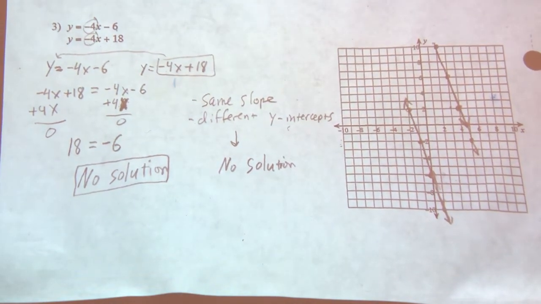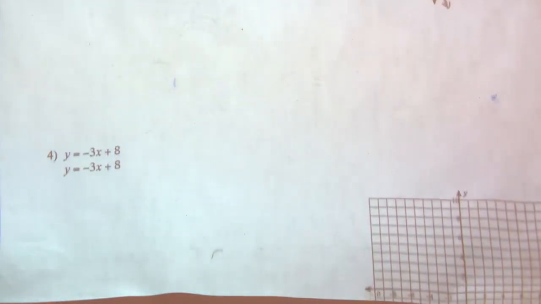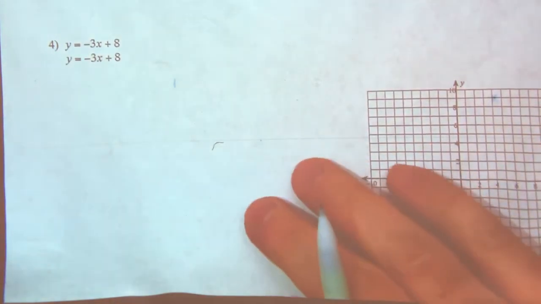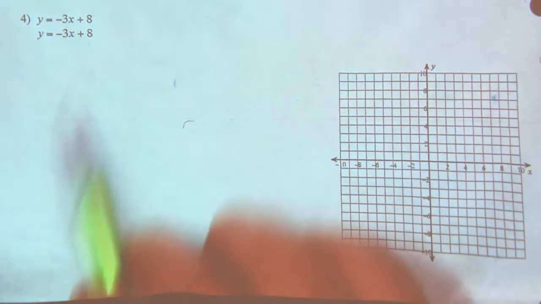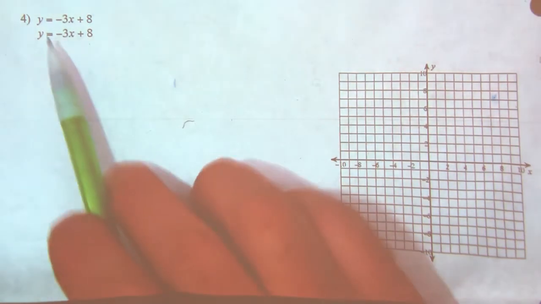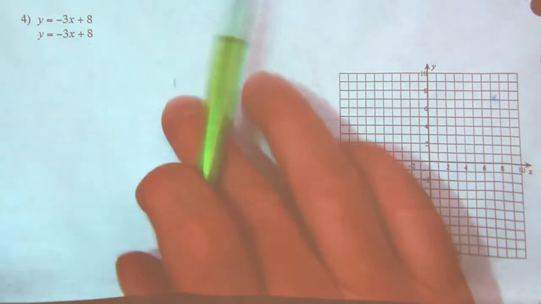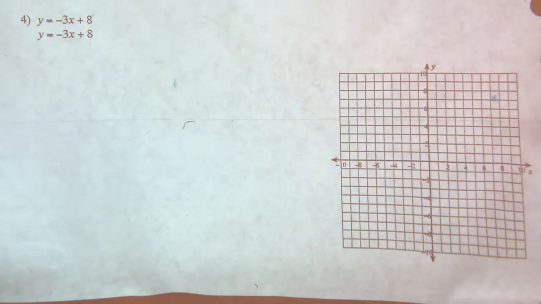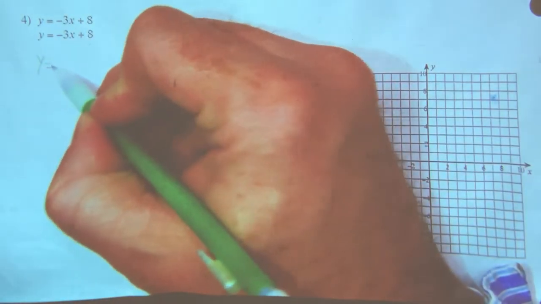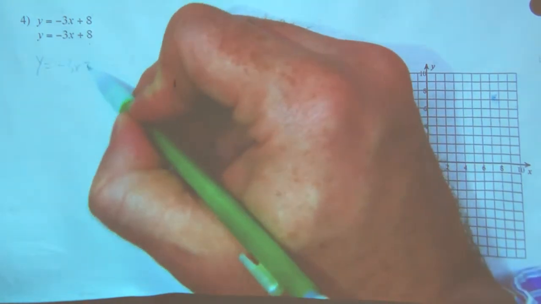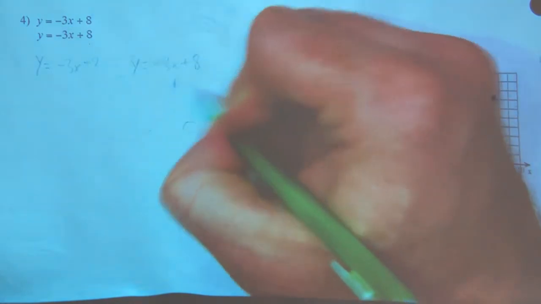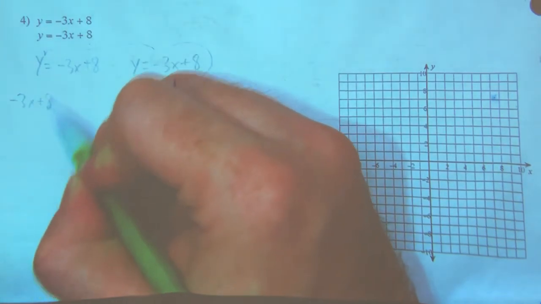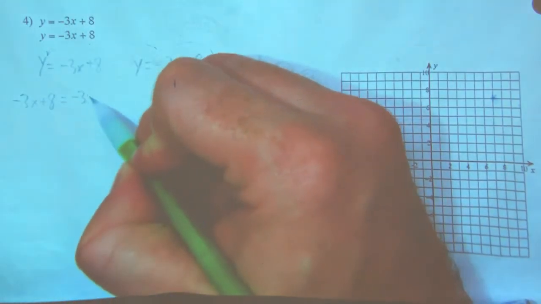So then let's look at the alternative to that, which would be infinitely many solutions. Here we have two equations and we can tell right away that they're exactly the same. y equals negative 3x plus 8, y equals negative 3x plus 8. So this is when we're going to have infinitely many solutions. Again, we make our substitution. Let's see what happens algebraically when we do this calculation. So again, y equals, I substituted in here. So I have negative 3x plus 8 equals negative 3x plus 8.